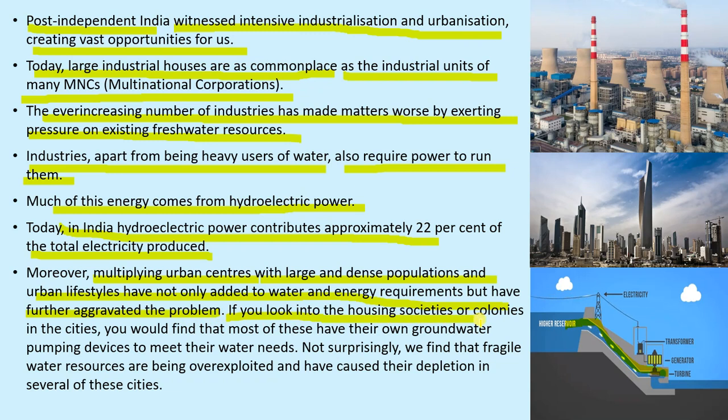If you look into the housing societies and colonies in the cities, you would find that most of these have their own groundwater pumping devices to meet their water needs. If you belong to an urban area, then of course you would know that each and every house has its own underground water pumping motors. And not surprisingly, we find that fragile water resources are being overexploited and have caused depletion in several of these cities. And as I told you, my experience of my city, similarly other cities are also facing. My city is not a very big city. Even then, we are facing the problem. Then think about the big cities, metro cities. How would the people there be facing the problem?